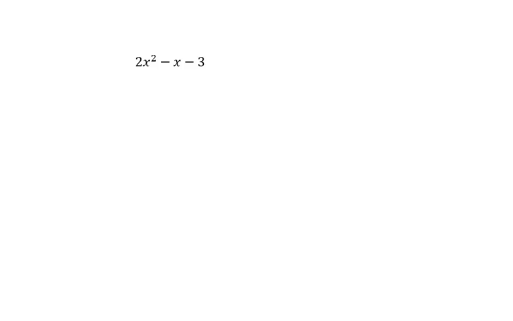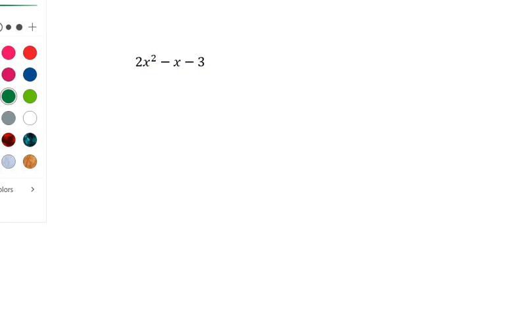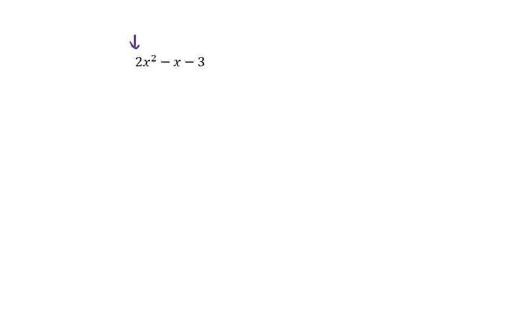When I have a quadratic trinomial, quadratic meaning x squared is my highest degree, and trinomial meaning there are 3 terms, and it has a leading coefficient, a number in front of the x squared, this is the technique I like to use. I take my leading coefficient and my constant term and multiply them together. I take my 2 times my negative 3 and multiply them together.